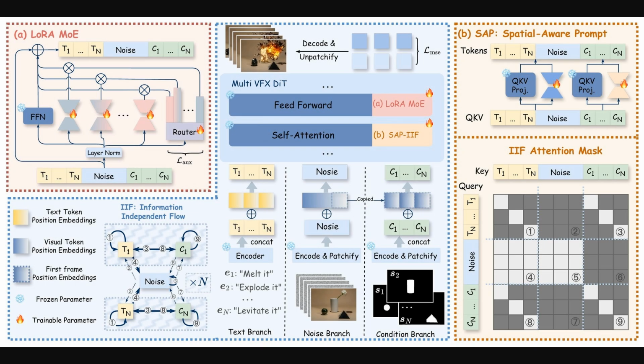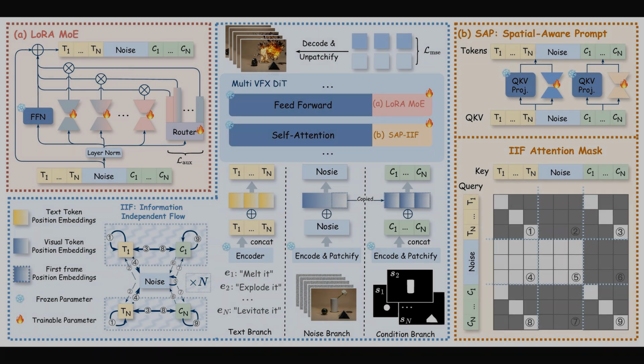Alright, so this diagram shows the core architecture that makes it all work. The whole system is built around two key components. First on the left is the LoRA Mixture of Experts module. Think of this as a team of specialists, where each expert LoRA is trained for a different visual effect, and a router directs the work. This prevents different effects from interfering. Then, on the right, is the Spatial-Aware Prompt, which includes the Independent Information Flow module. This part is crucial for spatial control. It uses a special attention mask to keep the instructions for each effect completely separate.